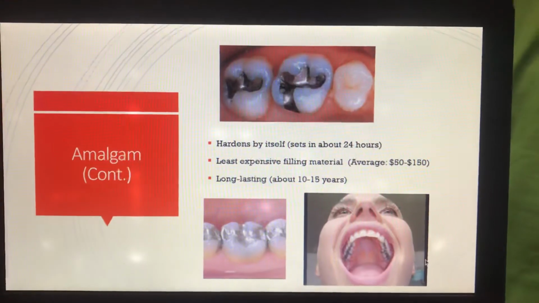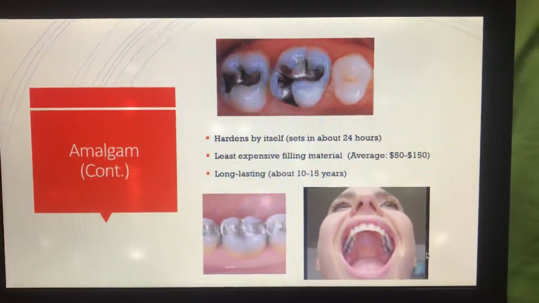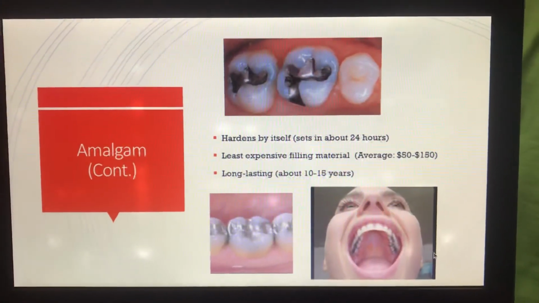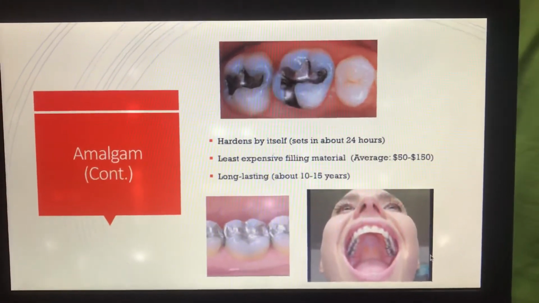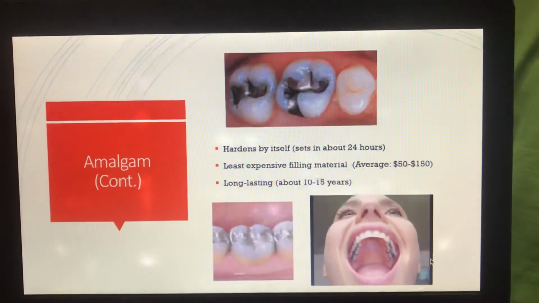So amalgam hardens by itself. It sets in about 24 hours. It's the least expensive filling material. On average, it's about $50 to $150, and it's long-lasting. It can last about 10 to 15 years.